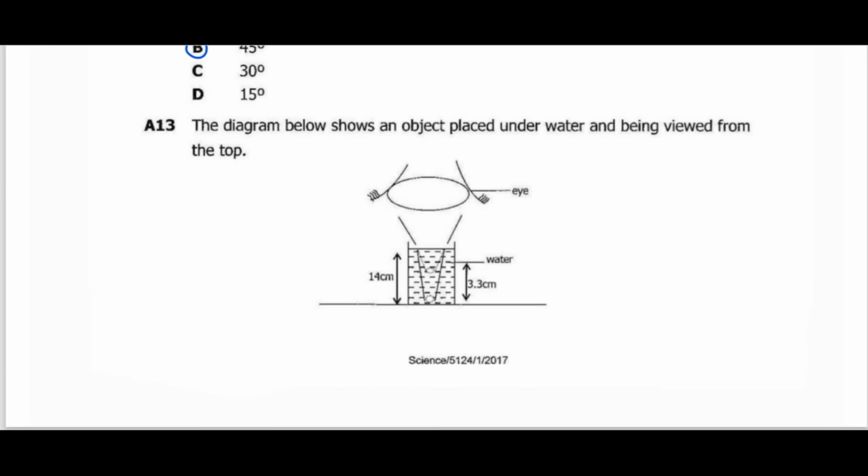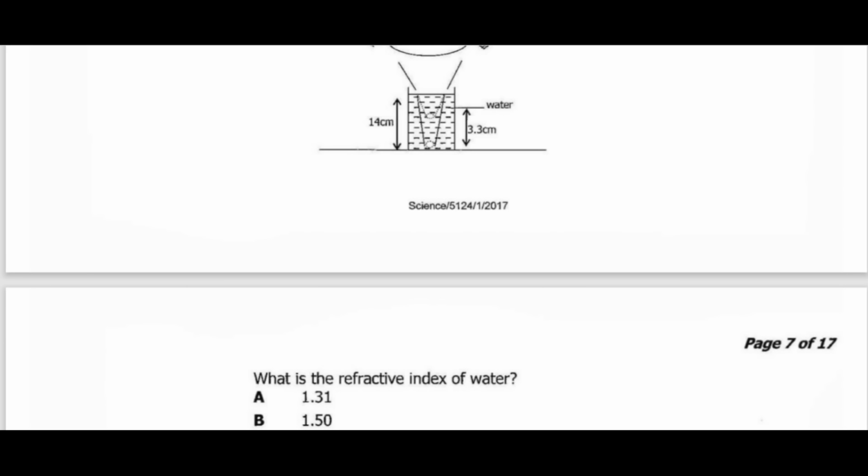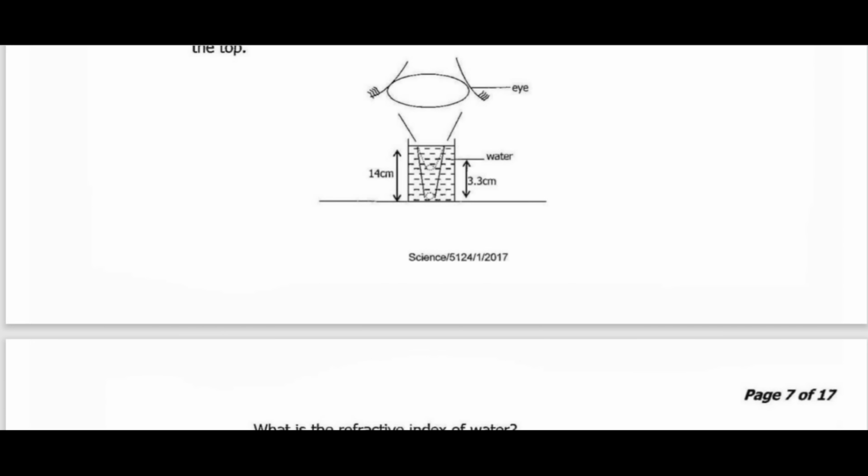Okay, so we move on to question 13. The diagram below shows an object placed underwater and being viewed from the top. Now let's look at the question: what is the refractive index of water? The distance from the surface of the water up to where the object is placed, this is what we call real depth. Then the object seems to appear here, though the actual object is here.